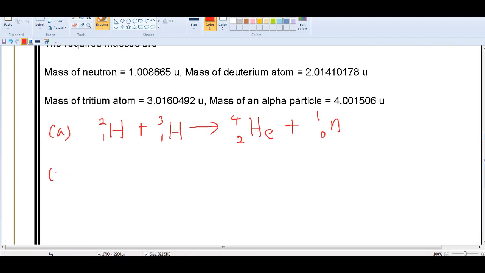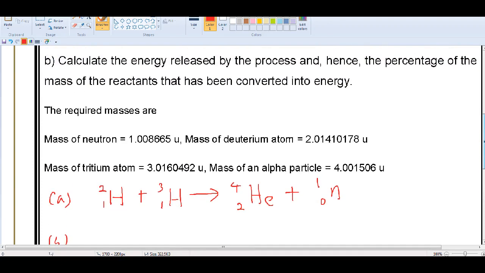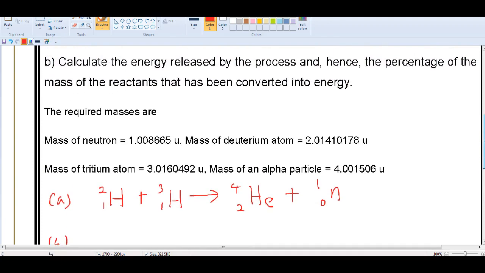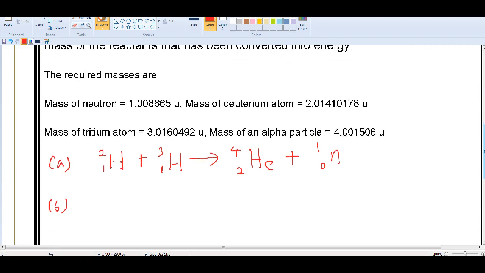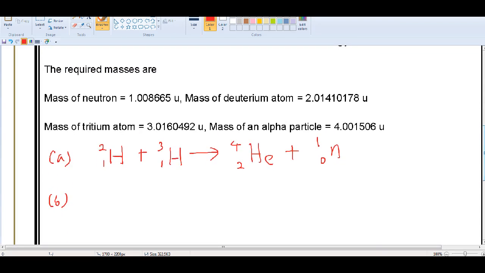How about the next part? Let's see. Calculate the energy released by the process and hence the percentage of the mass. It would be a very similar question to before, so I might give you some time to try to do it.